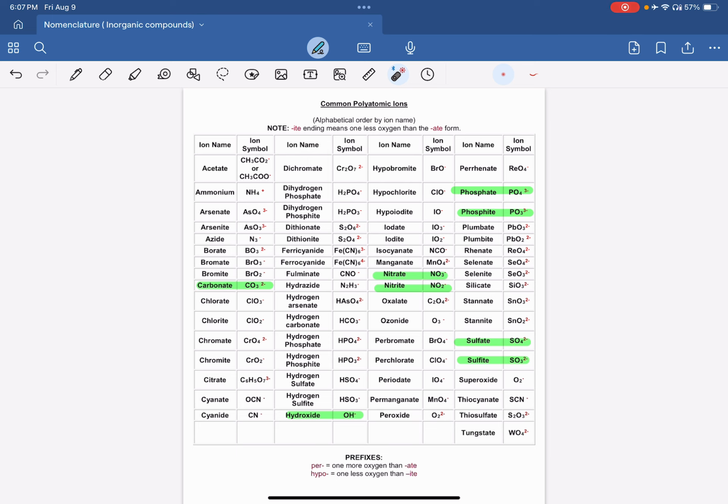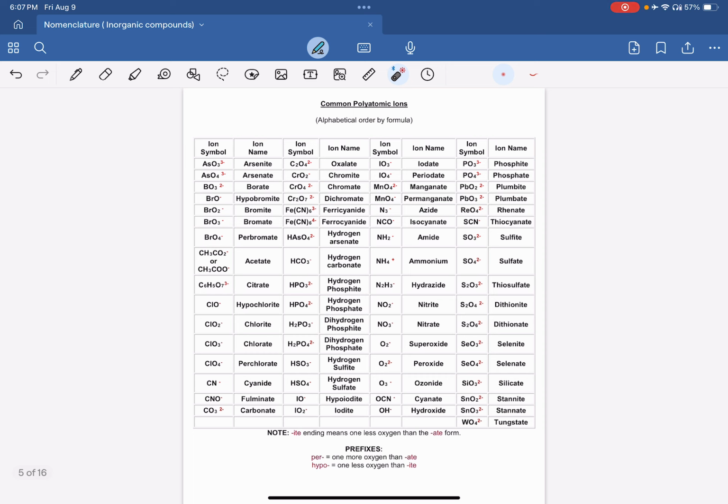Here are some examples commonly cited in class. We have carbonate, hydroxide, nitrate, nitrite, phosphate, phosphite, sulfate, and sulfite. Additionally, here is another list of polyatomic ions arranged alphabetically.